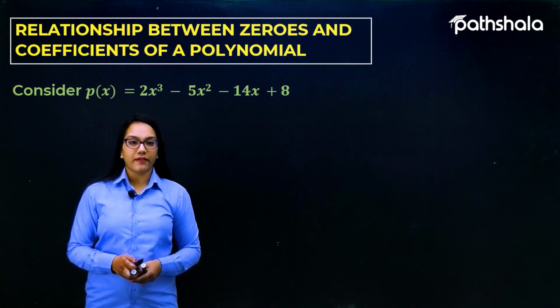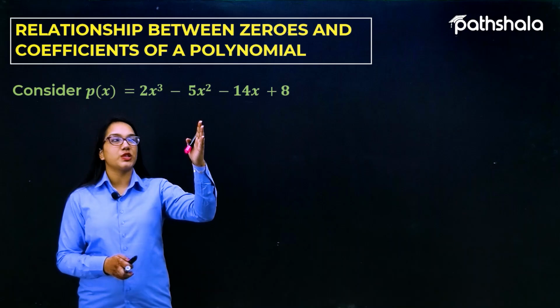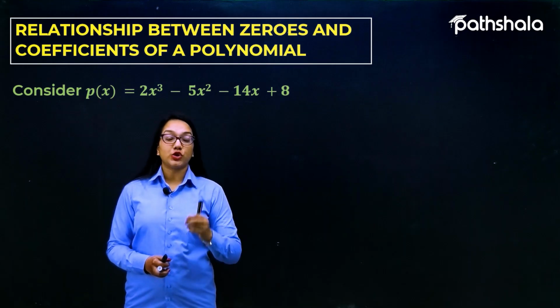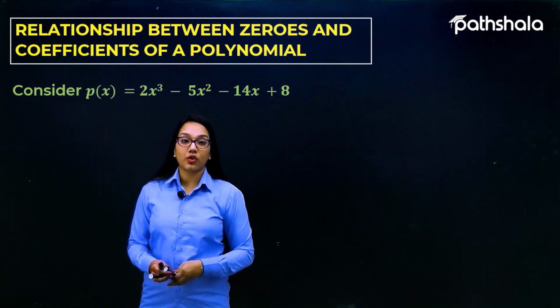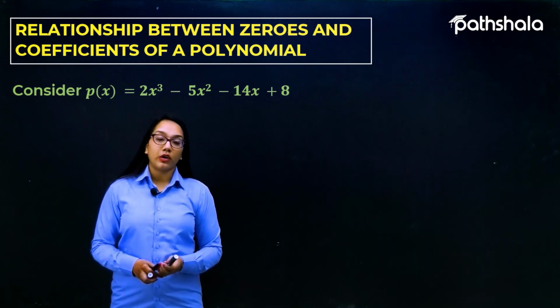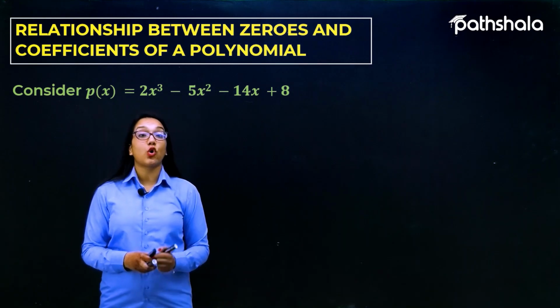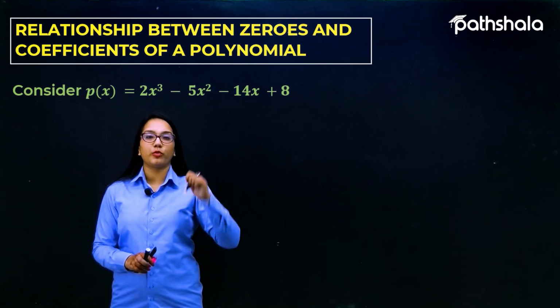Let us suppose we have this cubic polynomial p of x as 2x cube minus 5x square minus 14x plus 8. First of all, we have to find the zeros of this cubic polynomial. Using the factor theorem, or we can say the hit and trial method, we can find the zeros of this particular cubic polynomial.